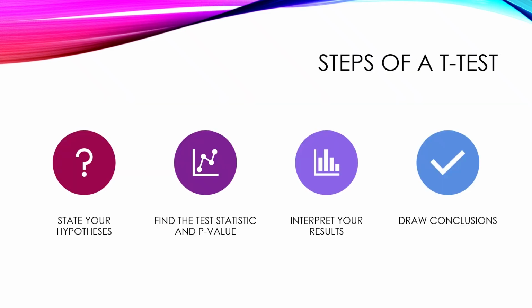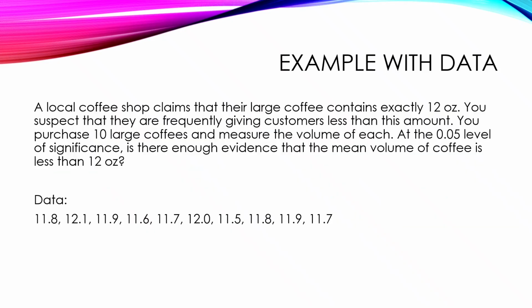So the steps of a t-test: first we want to state our null and alternative hypothesis, then we want to find the test statistic and the p-value, and then we want to interpret those results and use that to draw conclusions. Okay, let's look at an example.